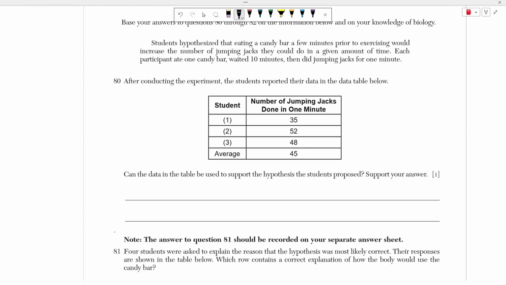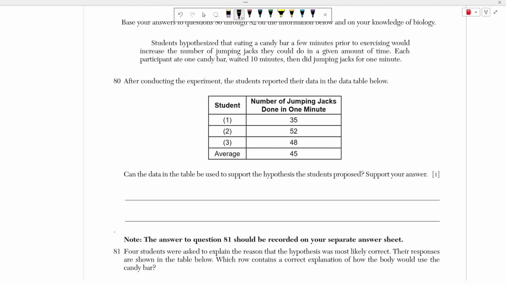Student 1, after he ate the candy bar, did 35 jumping jacks in a minute. Student 2 did 52. Student 3 did 48. And on average, all the students did 45 jumping jacks. And the question is really asking us, can the data in the table be used to support the hypothesis that the students proposed?